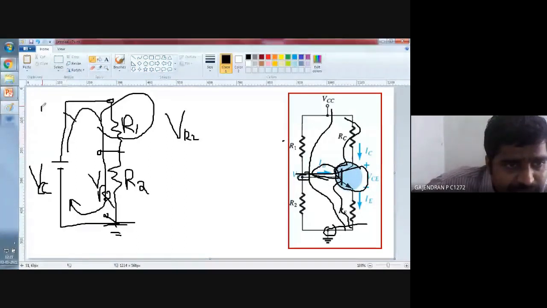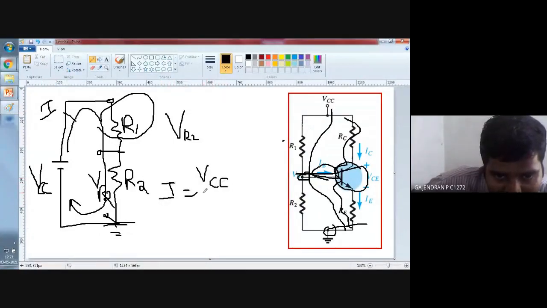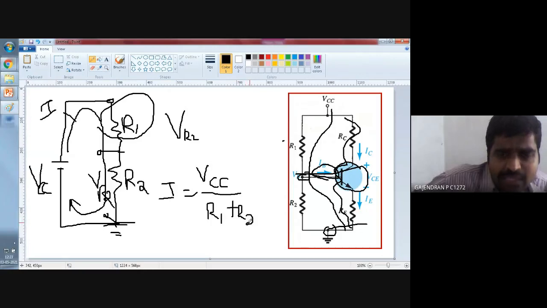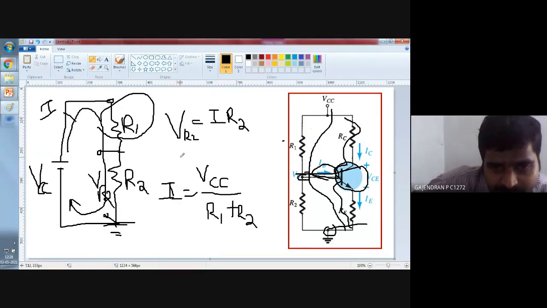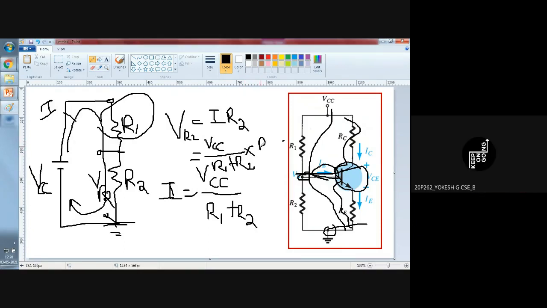What is the current? I, that is IB, I, sir. I equal to VCC divided by R1 plus R2. Yes. Now I got the current value. So VR2 is equal to I into R2. Shall I substitute this I over here in the first equation? What will you get, dear students? Can anyone tell me? VCC divided by R1 plus R2 into R2. Is it clear, sir?